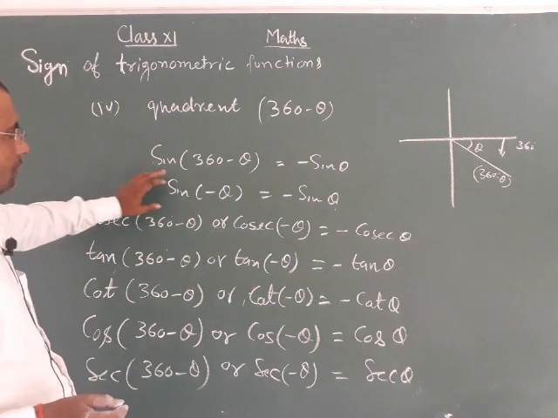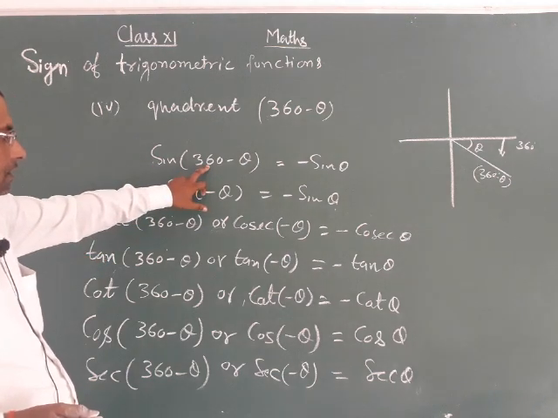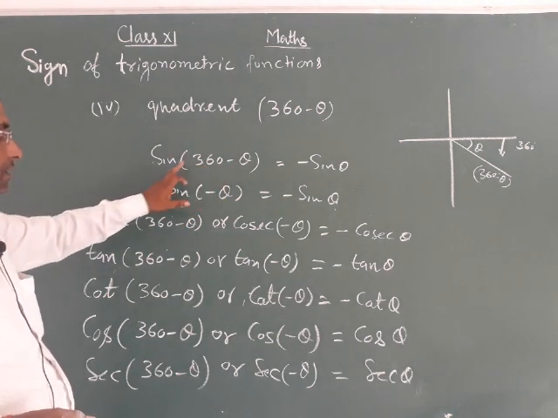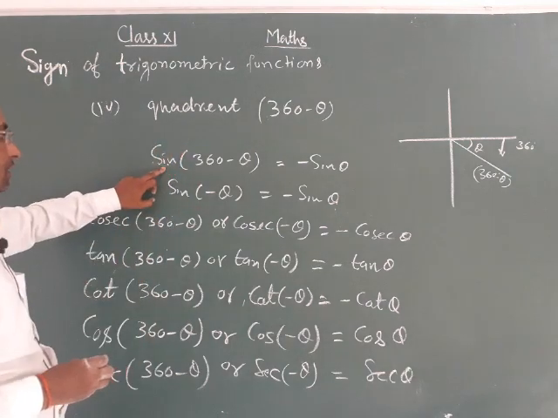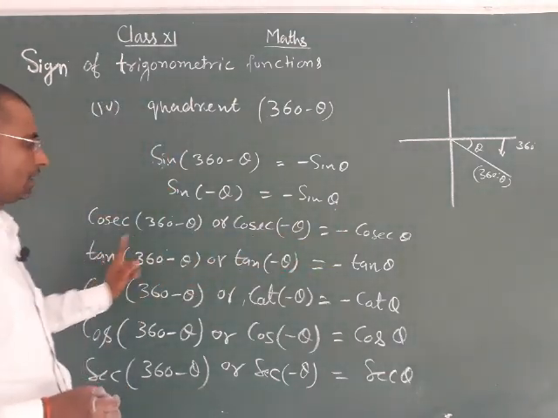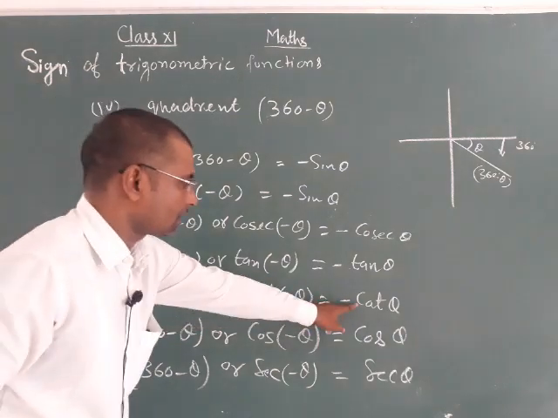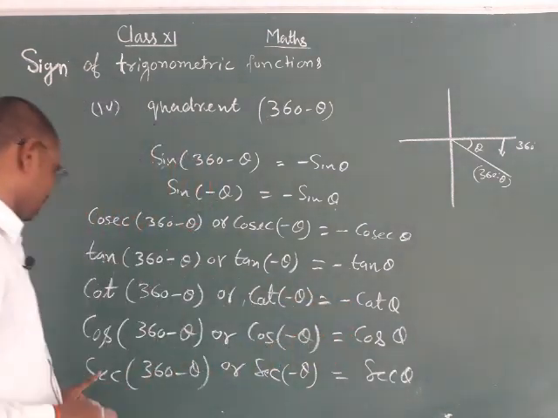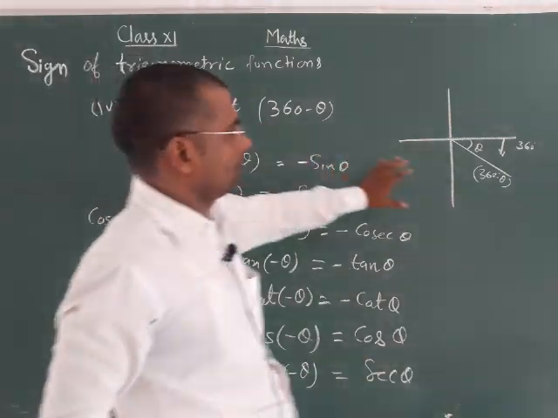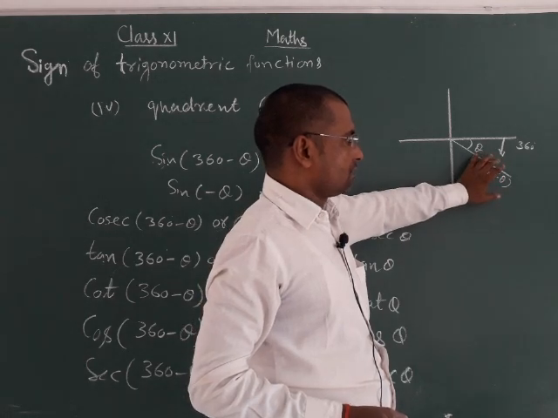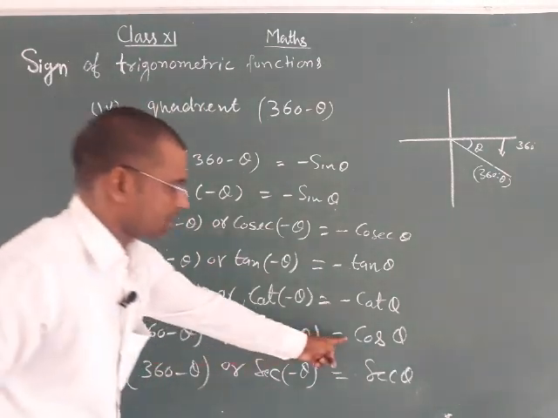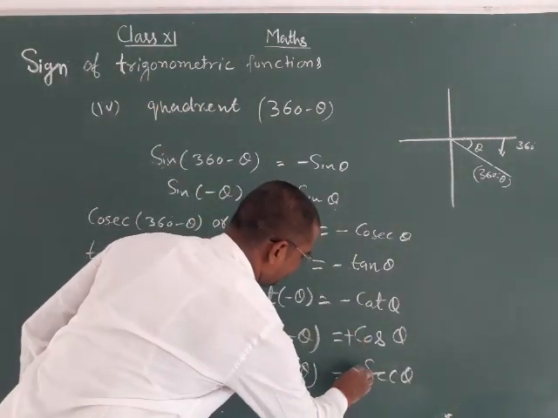So with 360 minus theta, there is no change in trigonometric ratio: sin, cosec, tan, cot, cos, sec. In the fourth quadrant, cos and sec are positive and the remaining values are negative.